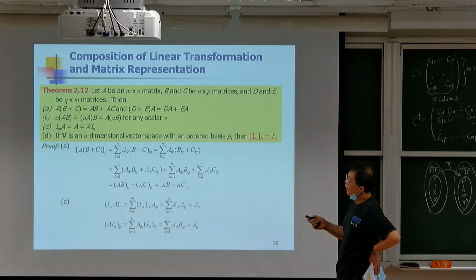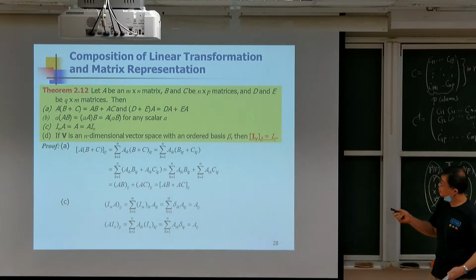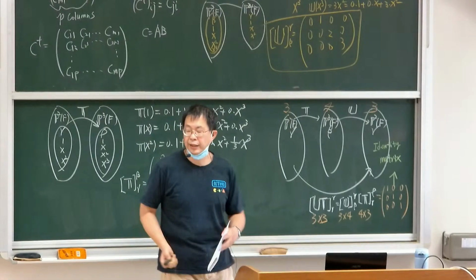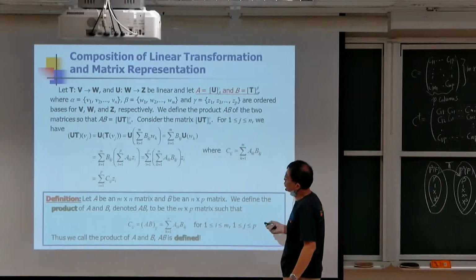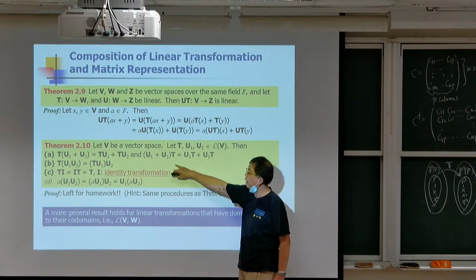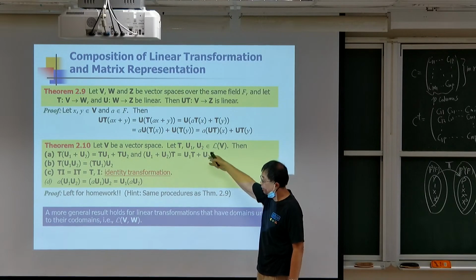So if AB is defined, AC is also defined. Then I have AB plus AC, and if D plus E times A, I have DA plus EA, etc. Actually, this is just the same. This theory is just the same as what we have discussed here, 2.10. It's the same.